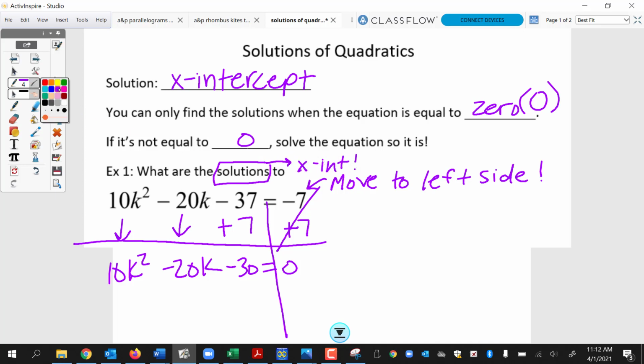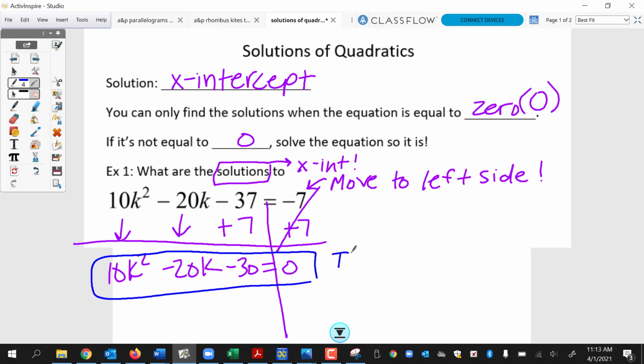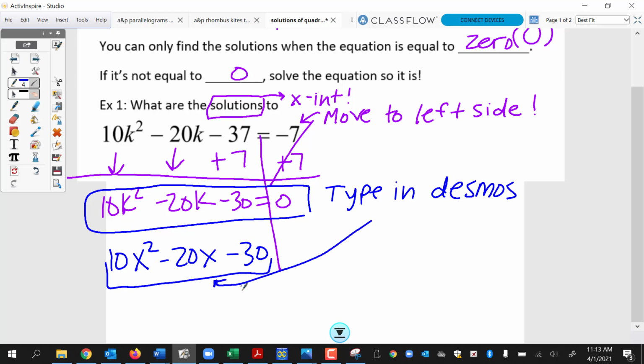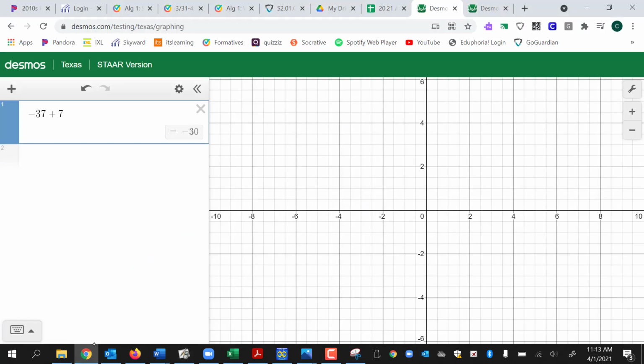Okay, so what am I going to do? Well, now that it's equal to 0, I'm going to type this in Desmos. Now, Desmos only likes the letters x and y. So if it has a k, we need to change those so that it's an x. So what I actually type in is going to be 10x squared minus 20x minus 30. This is what I type. I do not type equals 0 at the end. Just this.